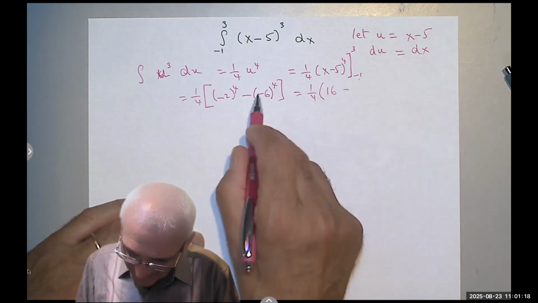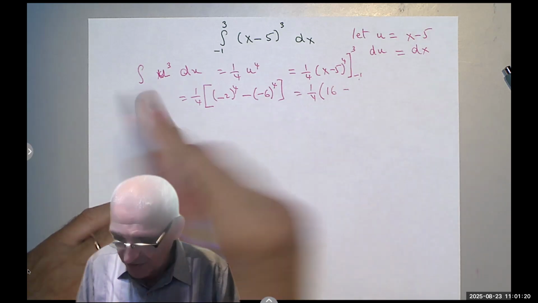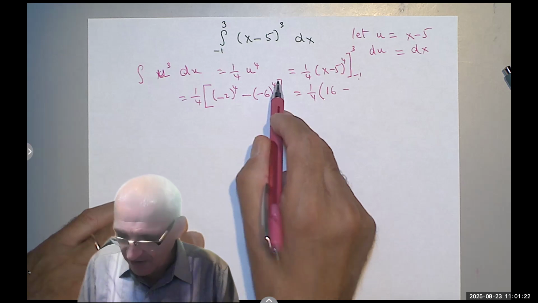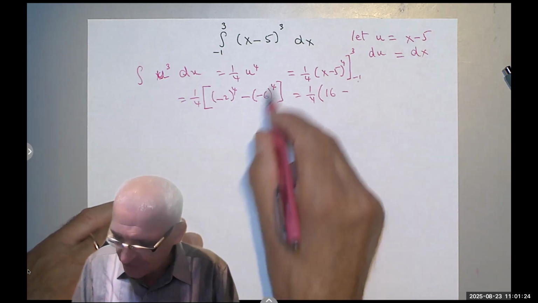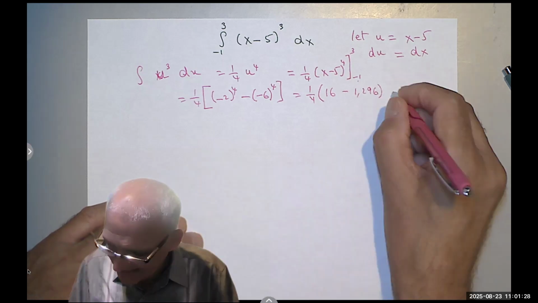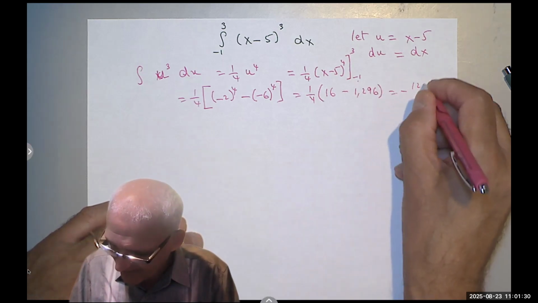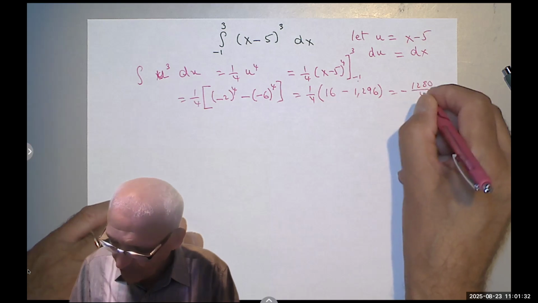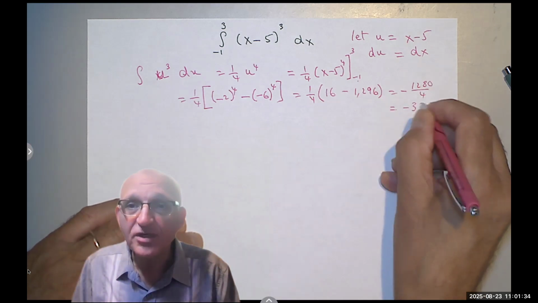Okay, so it's 1/4 times -2 to the 4th, which is positive 16, minus, notice -6, not negative times negative. No, it's -6 to the 4th, which is 36 squared, which is 1296, right? So you get -1280 over 4, which is -320.